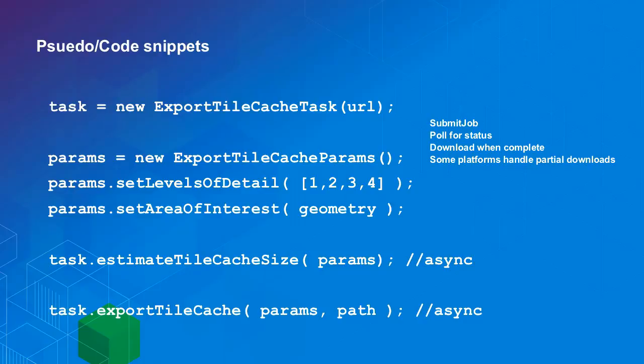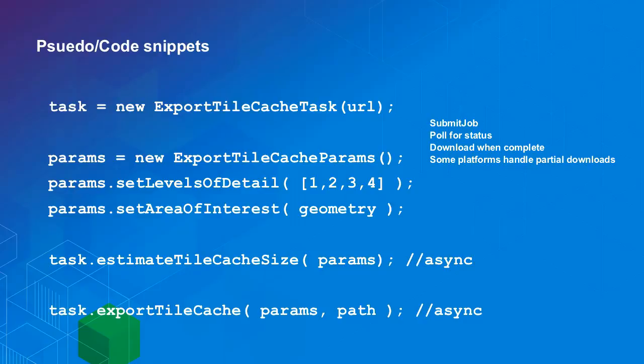Then you create your parameters object for the task, which is going to tell the task really what to do. And that parameters object will say the level of details that you want to take off, but very importantly, it sets the area of interest, the geometry, the extent that you want to take offline. And at that point, we recommend that you call the next method, which is estimate tile cache size. And that'll come back, and it will tell you how big that cache is going to be.